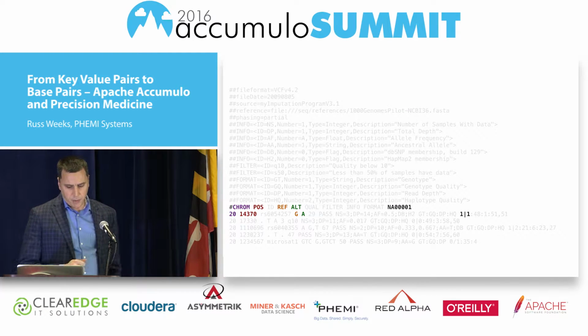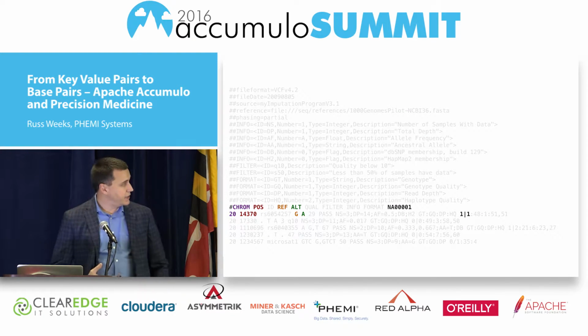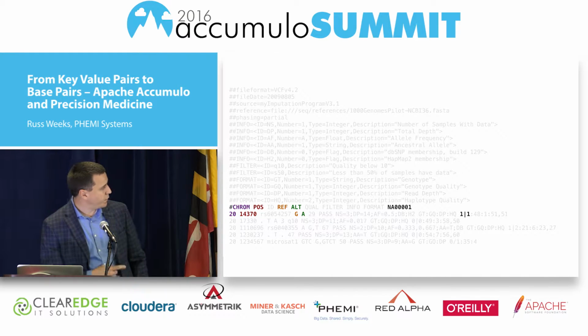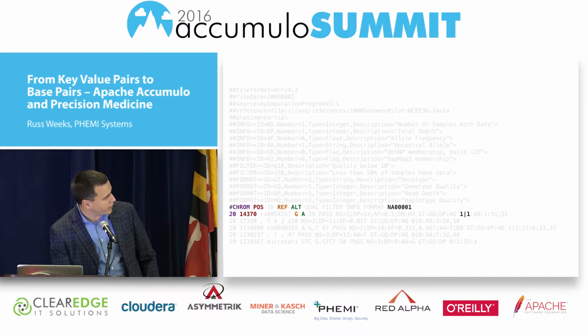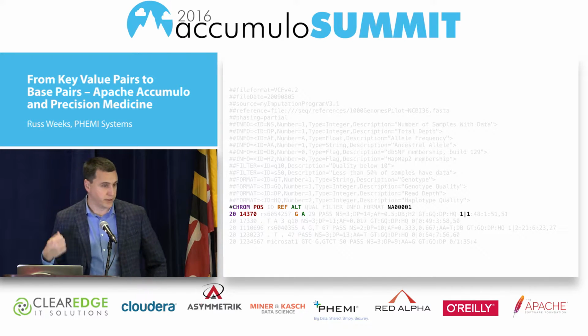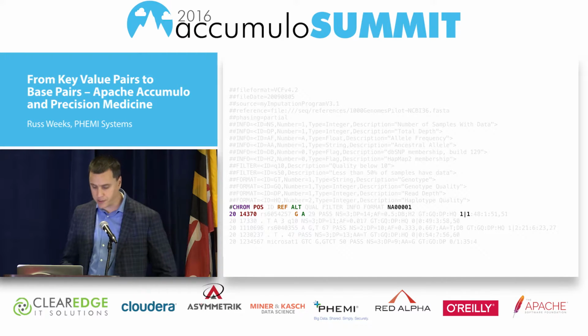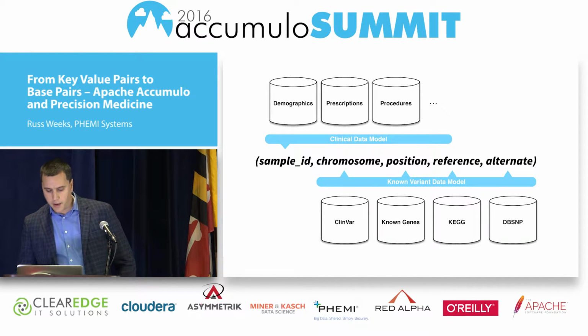So here we can see a particular sample identified as NA0001, and we can see that at offset 14,370 on chromosome 20, there's supposed to be a G, but this sample has an A. So this is that single variant observation that I was talking about.